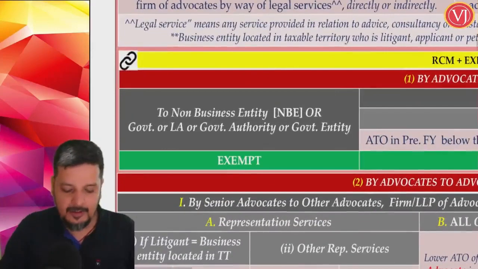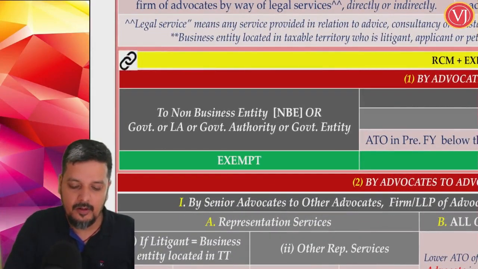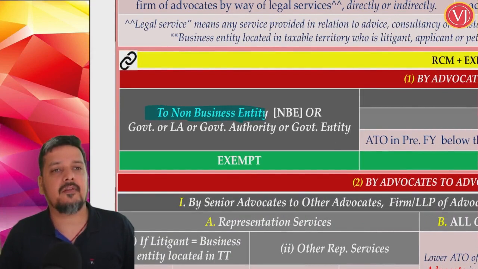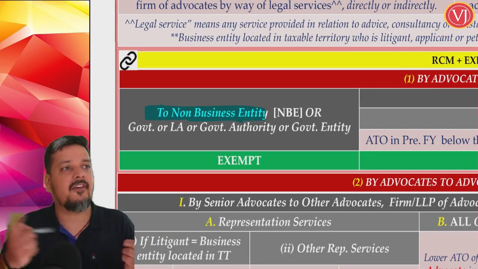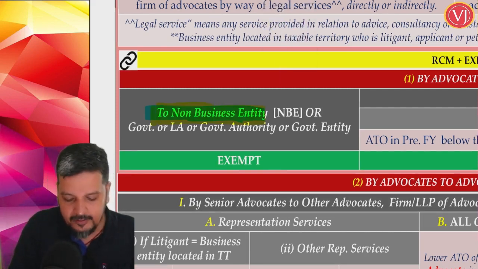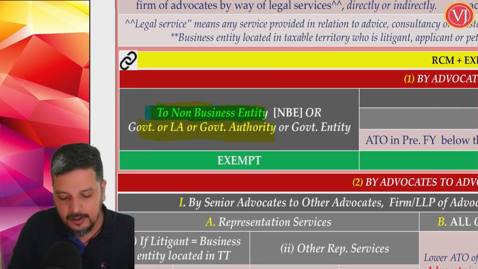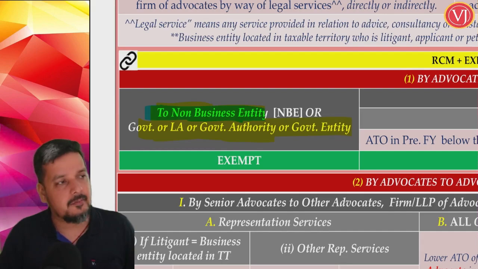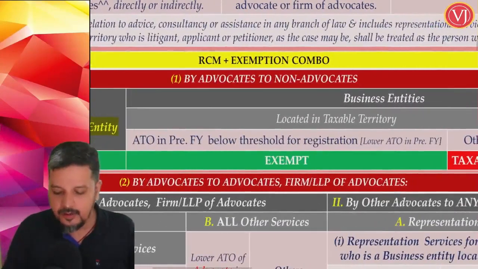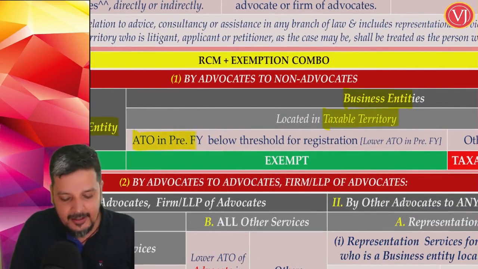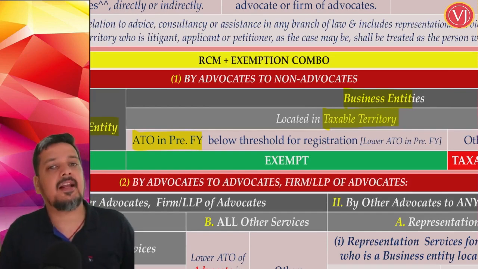If an advocate or arbitral tribunal is providing services to a non-business entity, supposing an advocate is providing services to a normal person for his family dispute, or is providing services to government, local authority, governmental authority or government entity, it is exempt. Or if it is providing services to a business entity in India, but a small business entity whose aggregate turnover in the previous year is less than 40 lakhs, 20 lakhs, 10 lakhs.